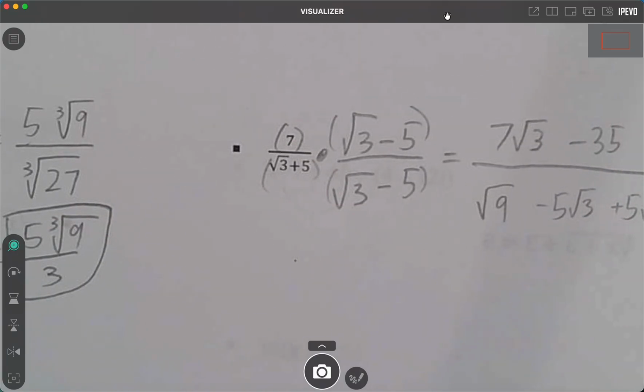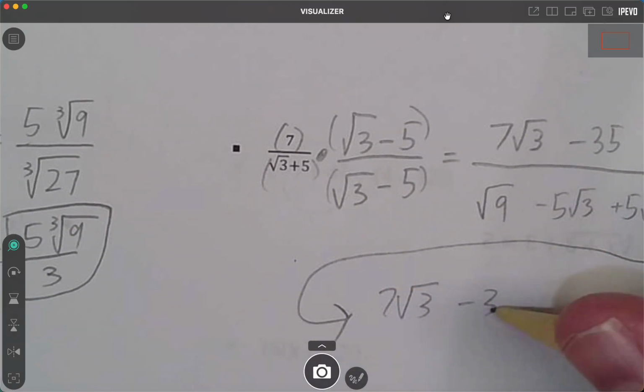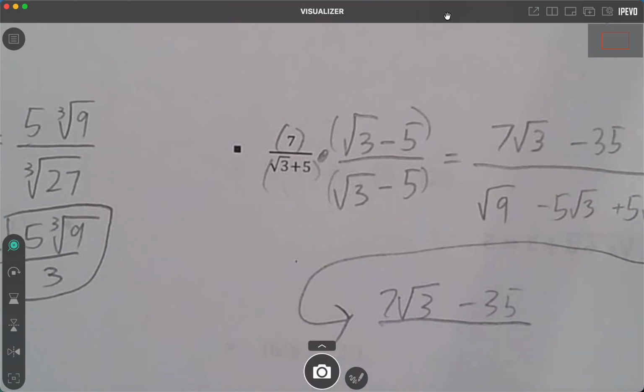Okay, so why is that so special? Well, let's see. Now I've got my 7 root 3. But let's look at the denominator now. That's just 3 because the square root of 9 is 3. These cancel, and I have negative 3, or negative 25.